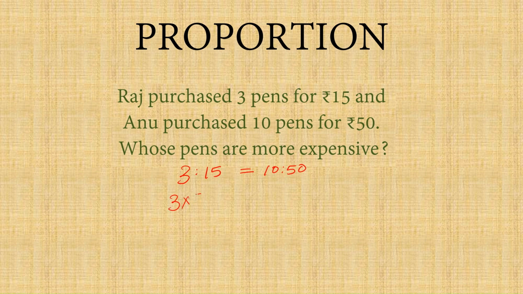When we say they are in proportion, we'll try to find the product of means and extremes. So extremes are 3 and 50. Means are 15 and 10. If we see the products here, they are equal, which means in both the cases they have got pens at the same rate.